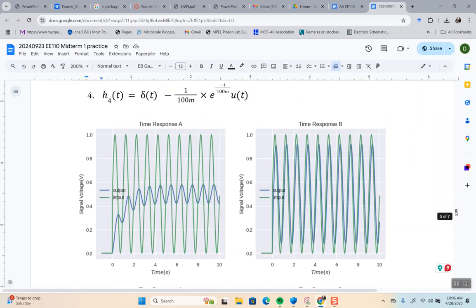Okay. Now this one was during the sample, right? And we want to match 4 impulse responses to 4 outputs. All right. But in this case, it's not a step function, right? The input is a sine wave.